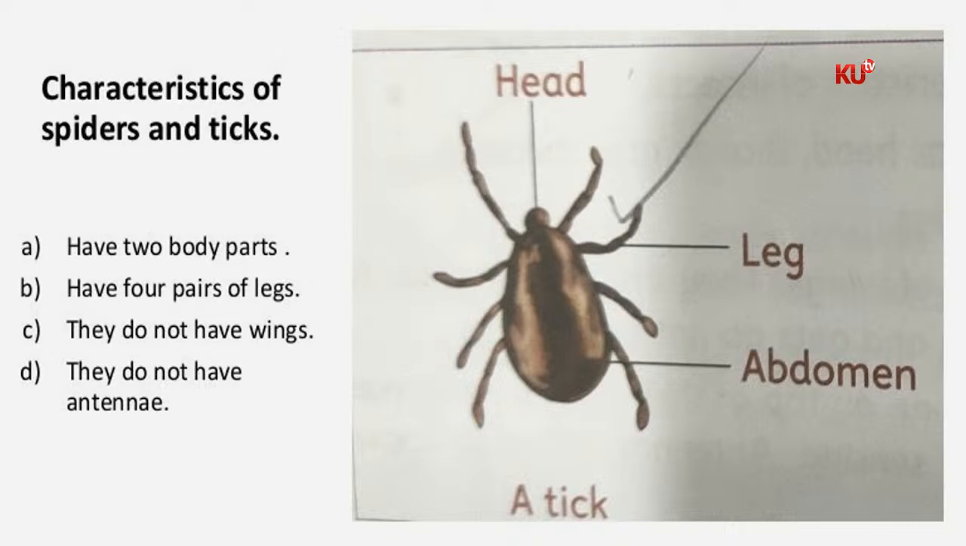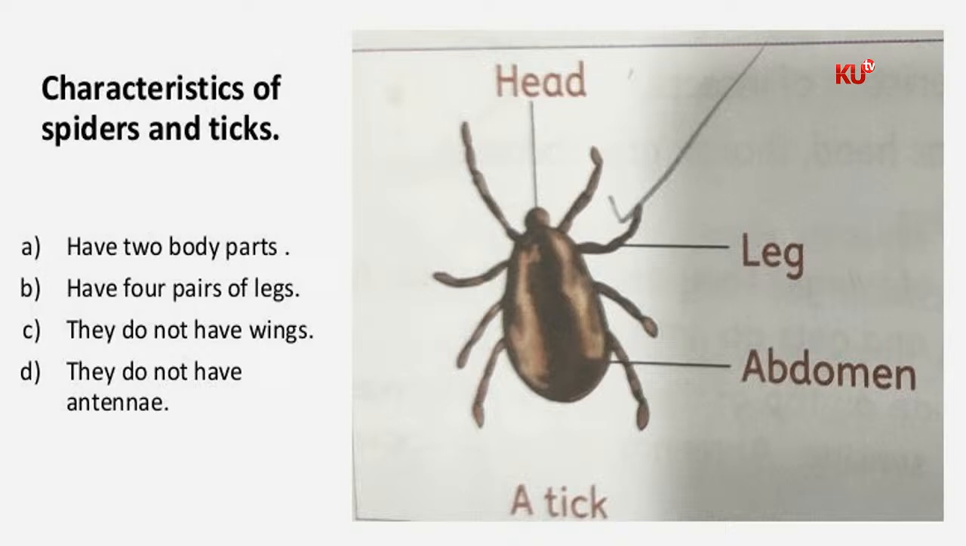Then, how many pairs of legs? Spiders and ticks have 4 pairs of legs, and remember, a pair means 2. So when I say 4 pairs of legs, it means a total of 8 legs. All spiders and ticks fall in the same category, and they have 4 pairs of legs. Apart from the 4 pairs of legs, spiders and ticks do not have wings.